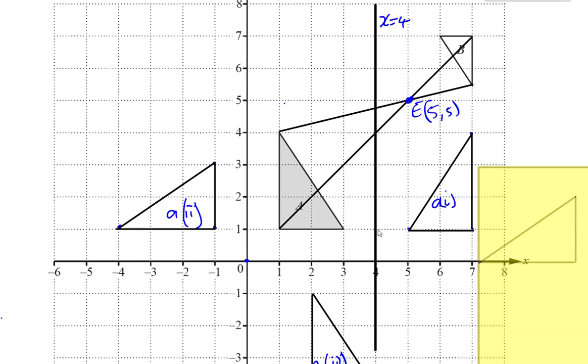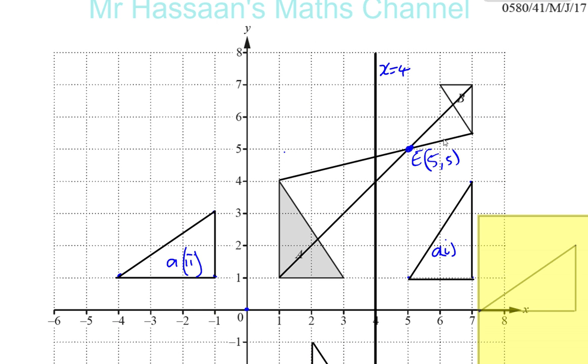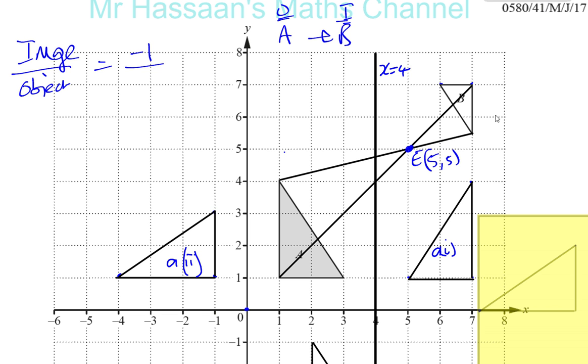Now, how do you deal with the scale factor? Well, we always have image divided by object. This is A mapped to B, so this is the image, and this is the object. You take a length on the image. For example, let me take from the right angle across, from the right angle to this point. This is going in the negative direction, 1 space to the left.